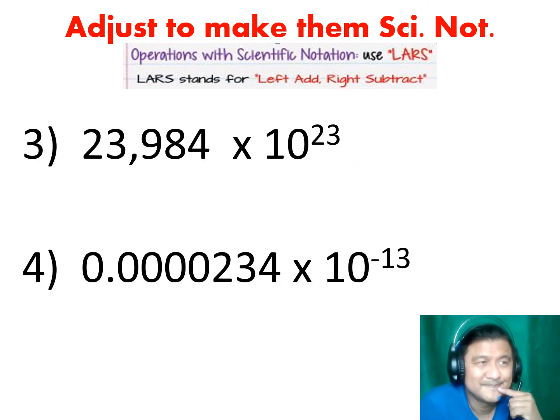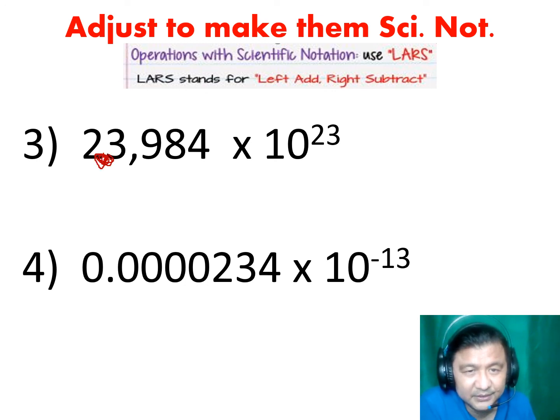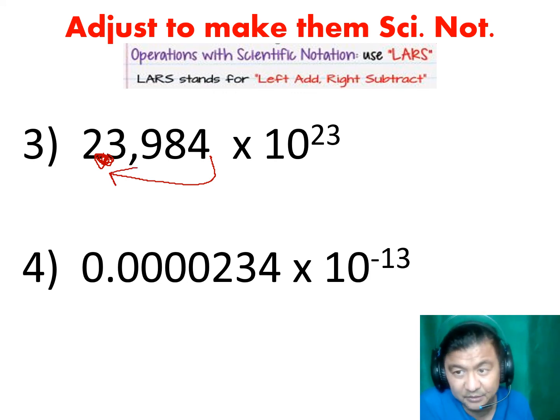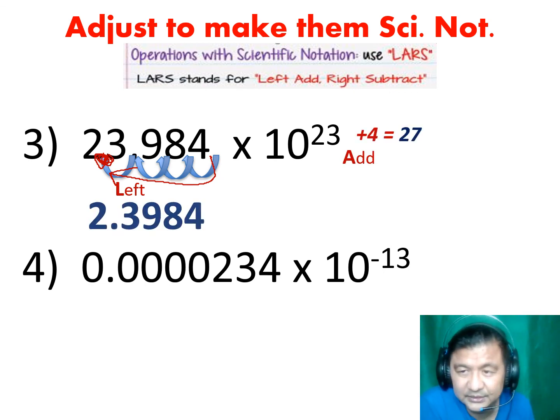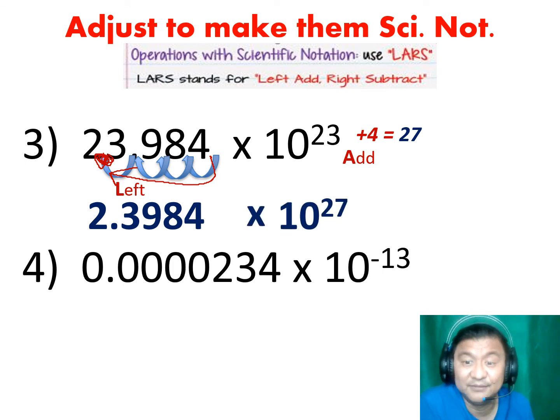Next, try this again. Pause. Ready for the answer? Here we go. Make adjustments. You want the decimal point to be here. So from here, I will have to move to the left. LA. I'll be adding something there. But how many? Check. 1, 2, 3, 4. Therefore, LA, I add 4 to the exponent, which becomes 27. So we're done. That becomes 2.3984 times 10 to the 27. Good job.